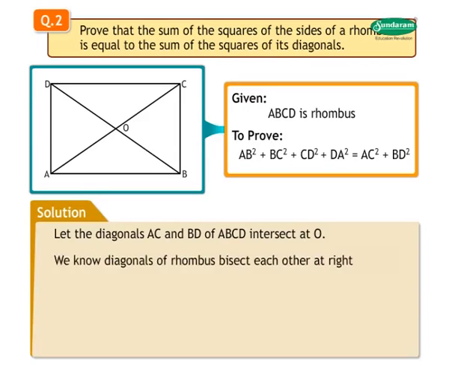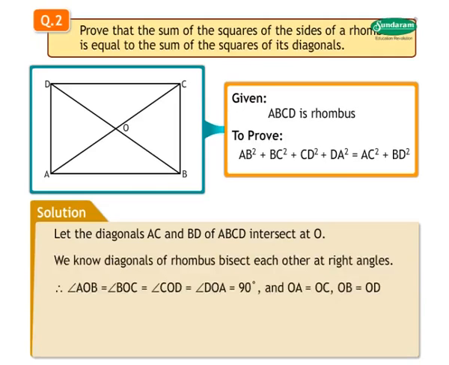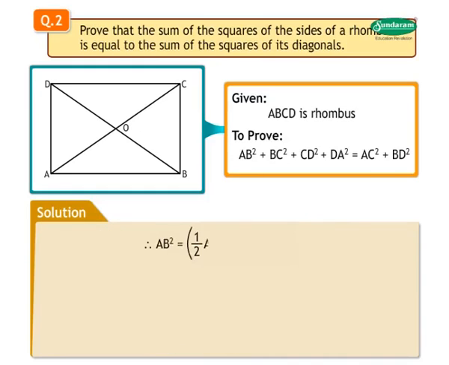We know diagonals of rhombus bisect each other at right angles. Therefore, angle AOB is equal to angle BOC is equal to angle COD is equal to angle DOA is equal to 90 degrees. And OA is equal to OC and OB is equal to OD. In triangle AOB, angle O is equal to 90 degrees. Therefore, AB square is equal to AO square plus BO square. Therefore, AB square is equal to half AC square plus half BD square.